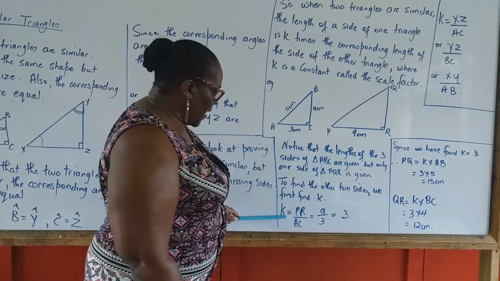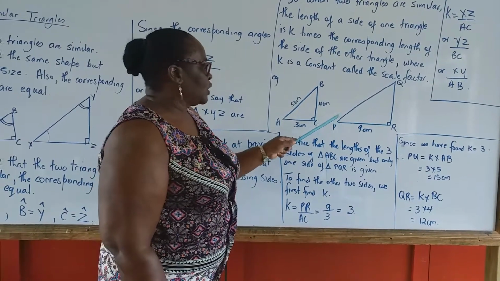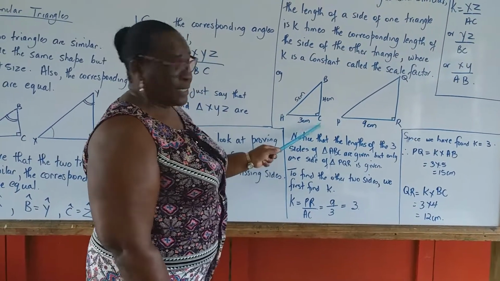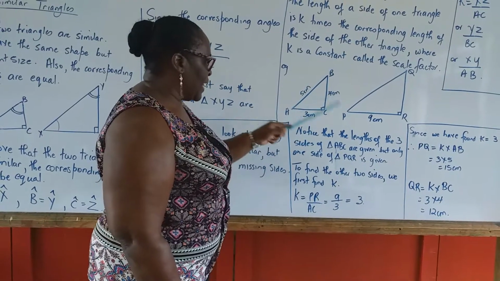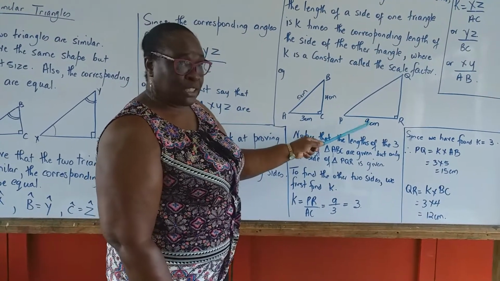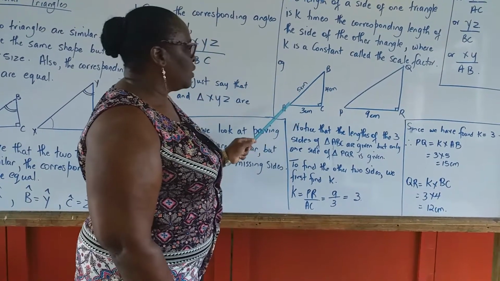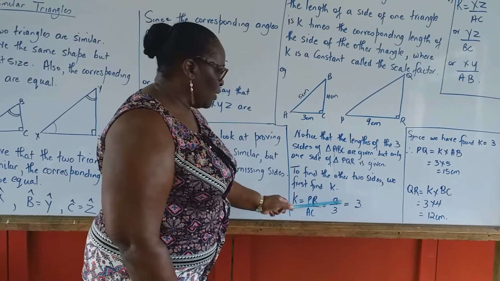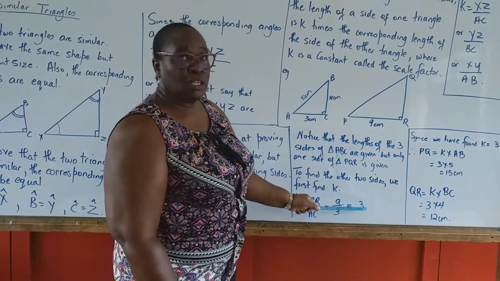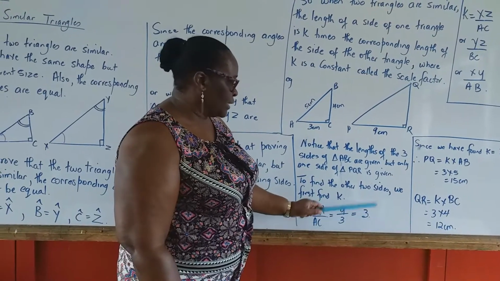Right? So to find K now, as I said, the only pair of sides that we had was PR and AC. So to find K in this case, we have to put PR, remember, use the bigger triangle over the smaller one. So it's PR over AC. So it is 9 over 3, which gives me 3. Now it doesn't have a measurement or a unit, it is just 3.